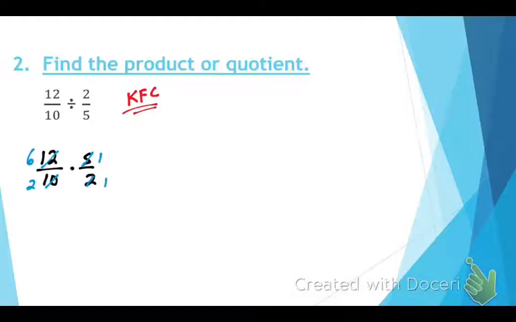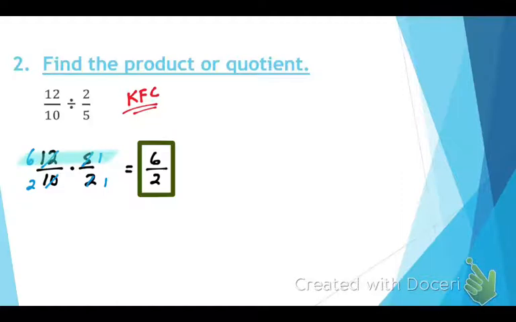Now, only focus on the top number. Guys, what's 6 times 1? 6. Now only focus on the bottom numbers. What's 2 times 1? 2. This is what I saw on the quiz. Quite a few people left their answer like that. What's wrong with that? It's an improper fraction.